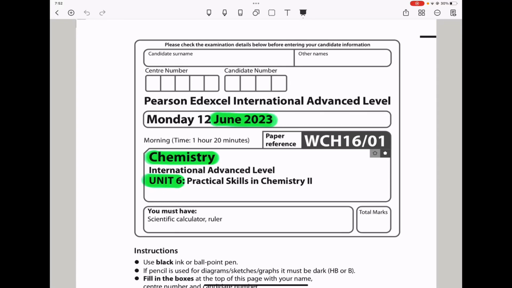Today we're doing the Pearson Edexcel International A-Level Chemistry Unit 6 for June 2023. Let's begin with the first question.